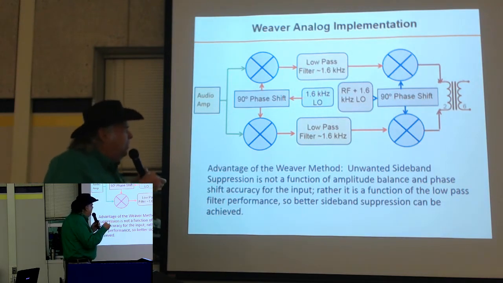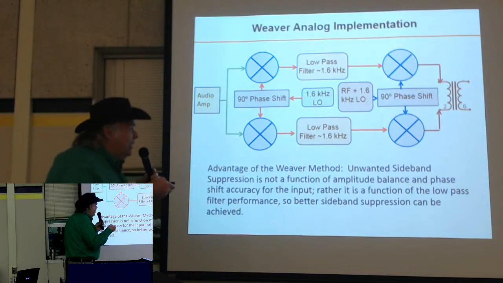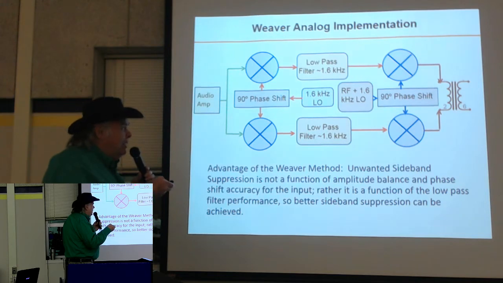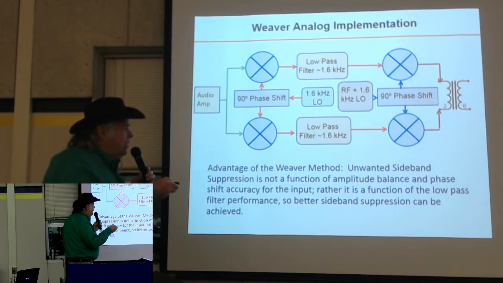I go through again and mix those signals with my desired RF output frequency plus the 1.6 kilohertz LO, and I'll show you why in a minute. Again, we take that and put that in quadrature through a 90-degree phase shift network, feed that into the mixers, and out comes single sideband.